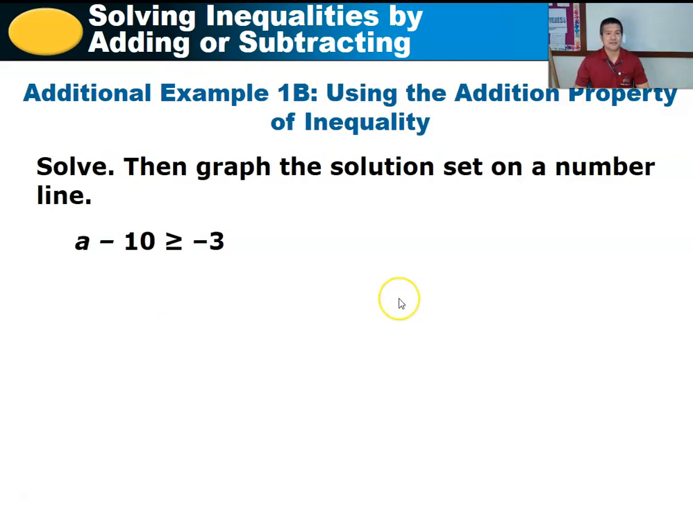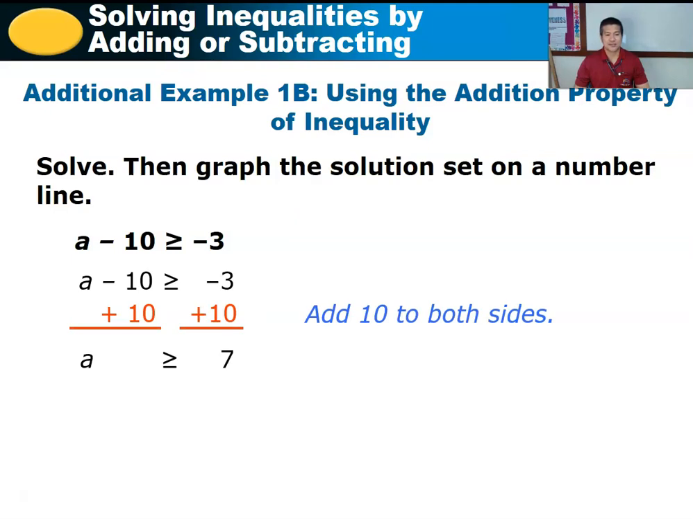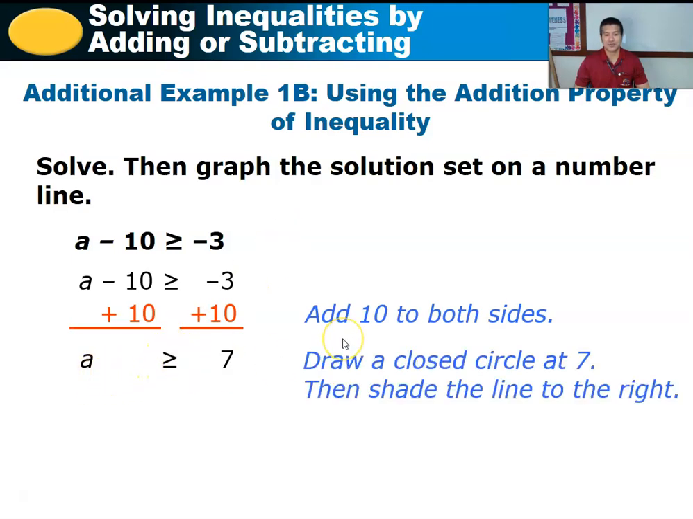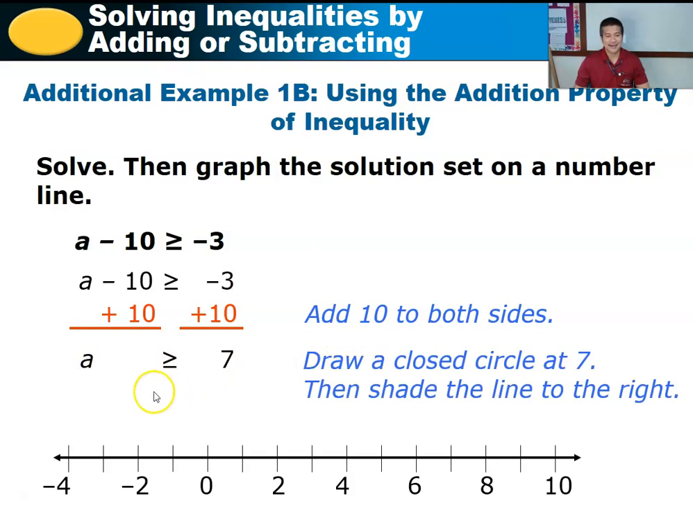Now another example, we have a minus 10 greater than or equal to -3. Therefore we add 10 to both sides. Then after that you can simplify: a is greater than or equal to 7. So now you draw the line. It says a is greater than or equal to 7.